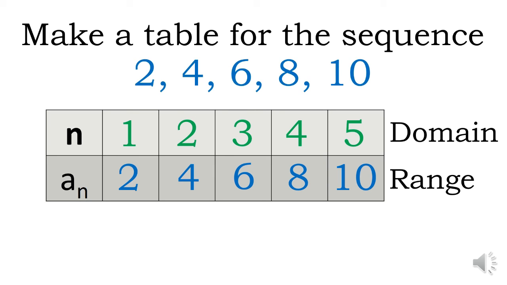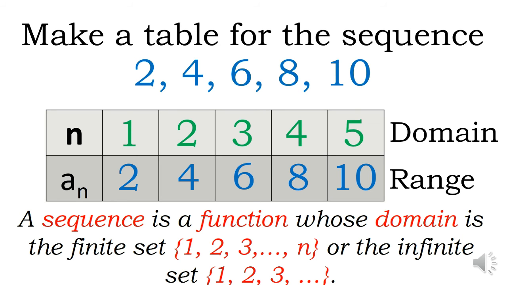We are now ready to define sequence formally. The formal definition of a sequence is a function whose domain is a finite set 1, 2, 3, up to n, or the infinite set 1, 2, 3, and so on. Or simply, it is a list of objects like numbers, symbols, shapes, wherein you can label them as first, second, third, fourth, and so on.